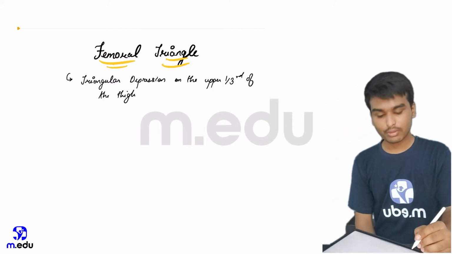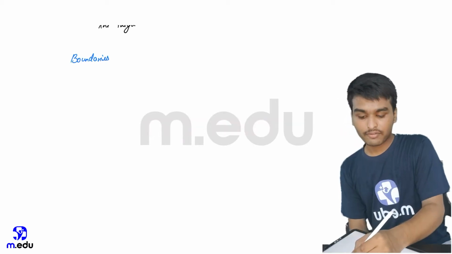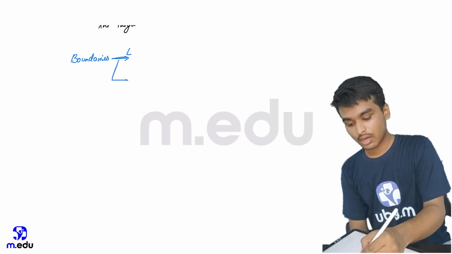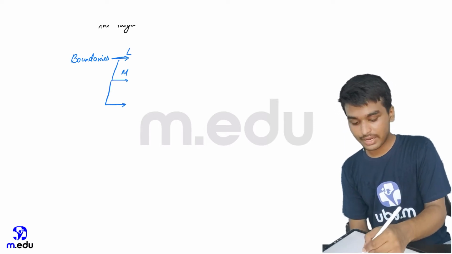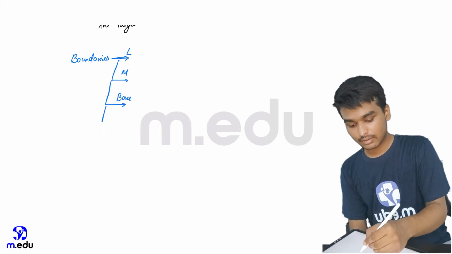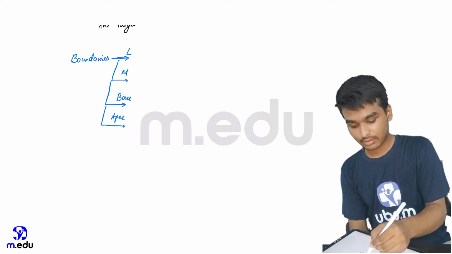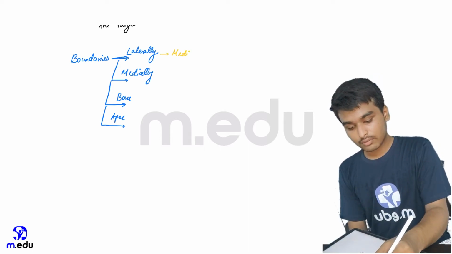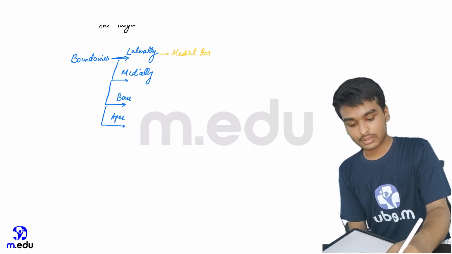So now let's look at the boundaries of the femoral triangle. Femoral triangle has four boundaries: a lateral boundary, a medial boundary, a base, and an apex. So laterally it is bound by medial border of sartorius muscle.